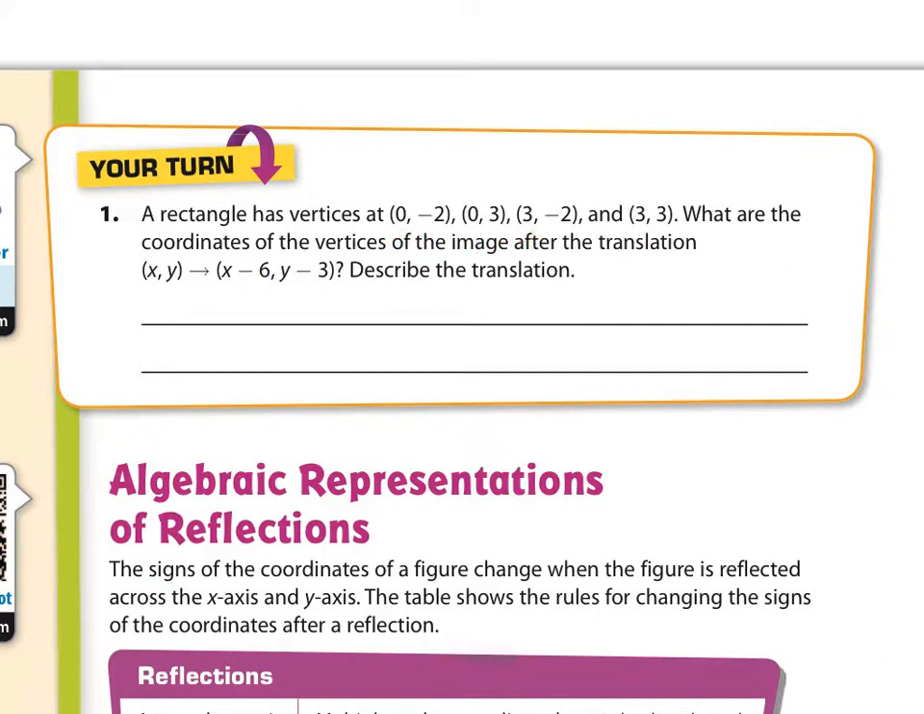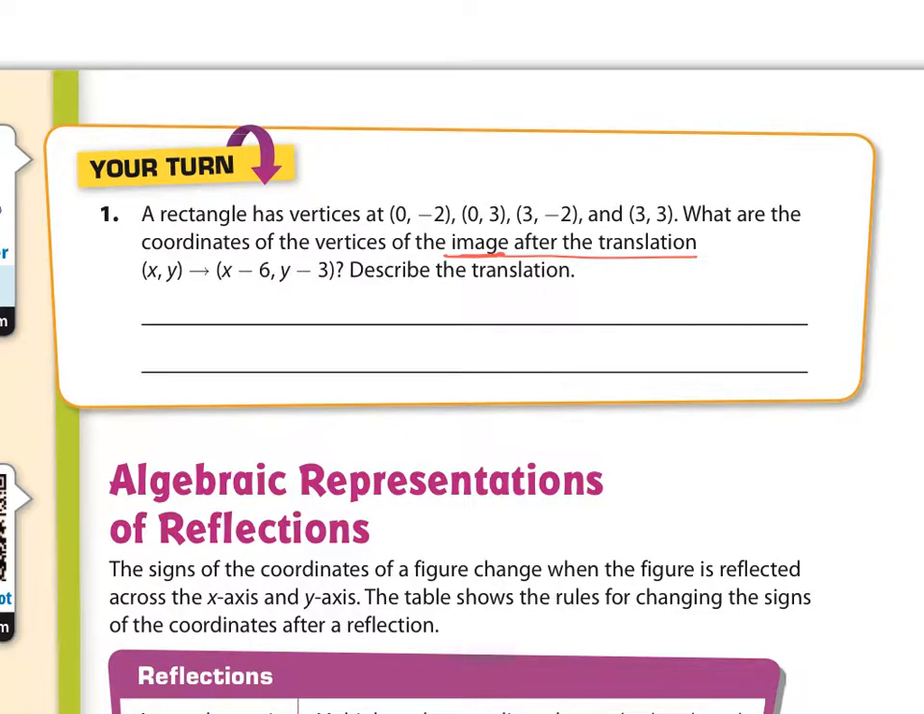Okay, so if you are having trouble with understanding this and how it works with just the points themselves, go ahead and graph it, do the translation, and then see what you end up with. It's a good way to learn how to deal with these numbers. So what are the coordinates of the vertices of the image, right? Image means our new figure, after the translation (x, y) transforms to (x - 6, y - 3).